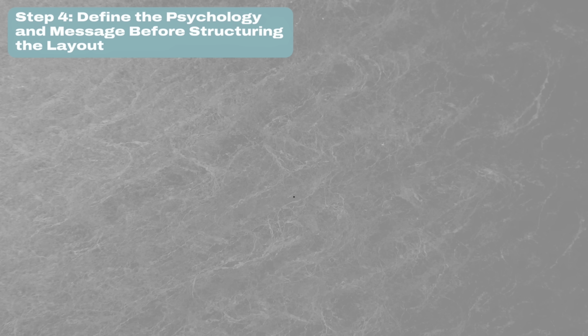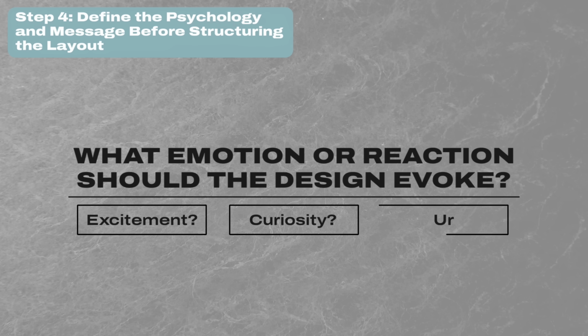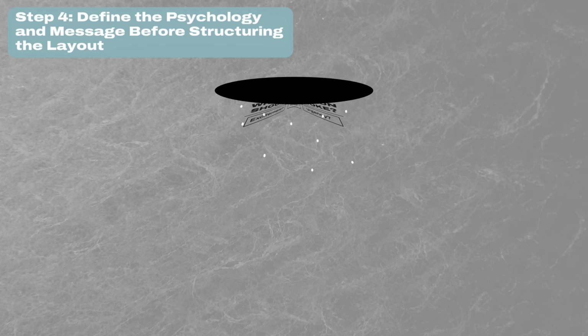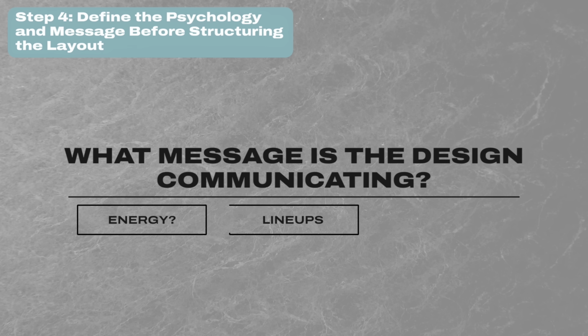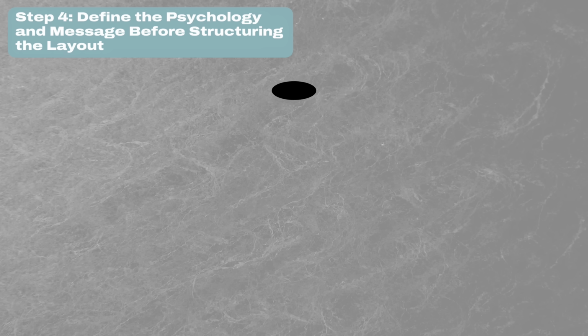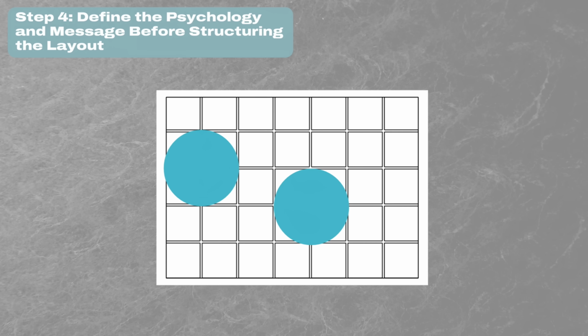Ask yourself, what emotion or reaction should the design evoke? Is it excitement, curiosity, urgency, and so on? What message is the design communicating? Is it about the festival's vibrant energy? Is it about exclusive lineups? Or is it just simply a cutting-edge vibe? Once you understand the psychology and the message behind your design, you can make informed decisions about how to organize the elements in terms of layout.